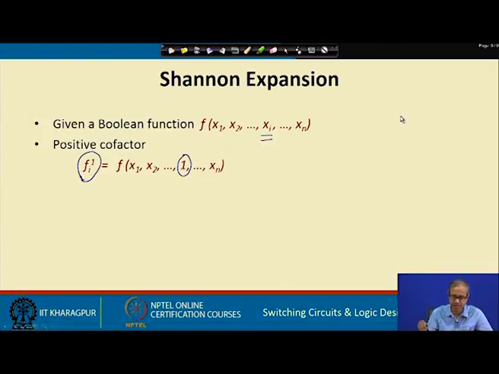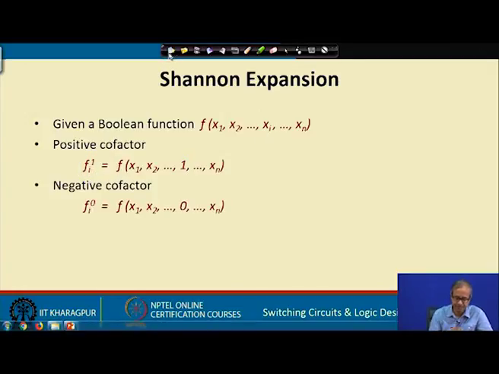In the same way we can define a negative cofactor. Negative cofactor is very similar, which is denoted by fi 0, where this variable xi is replaced by the constant value 0, right. Now, Shannon's expansion theorem we have already seen.